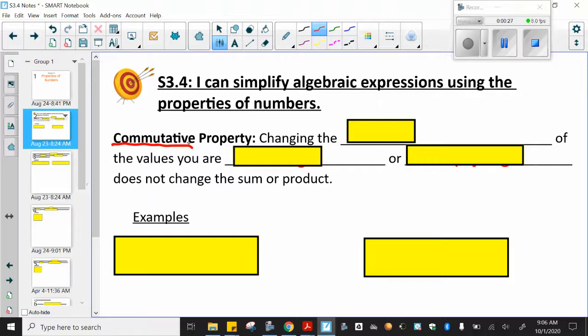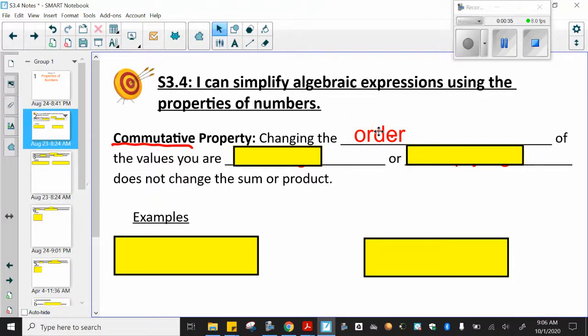Commutative property. Changing the order of the values you are adding or multiplying does not change the sum or product. All right. So commutative, let's start with making sure that we know what that word means. The word commutative comes from commute. If you travel from your job, like if your parents have a commute, you travel from your house to your job and from your job to your house. You are changing the order of places you're going, but it's the same trip, right? Just different directions.